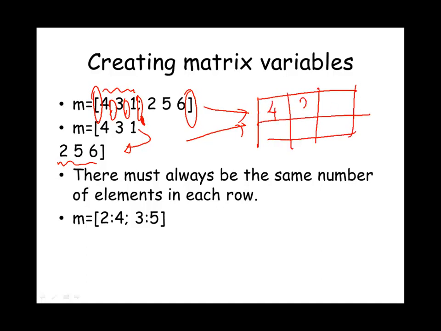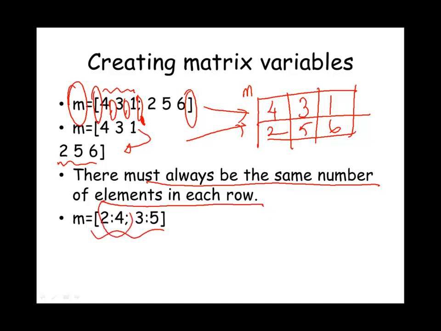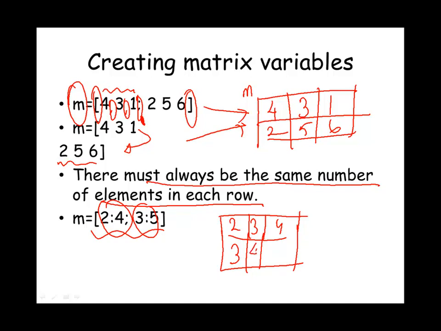So both of these will give a matrix with 2 rows and 3 columns. So we have 4, 3, 1, 2, 5, 6. And the name of this matrix is variable M. When you are creating matrix variables, there is a rule that there must always be the same number of elements in each row. So each row should have the same number of columns. Let's look at the next example. The first row is a row vector that contains numbers 2, 3, 4. The next row is another row vector that contains numbers 3, 4, 5.